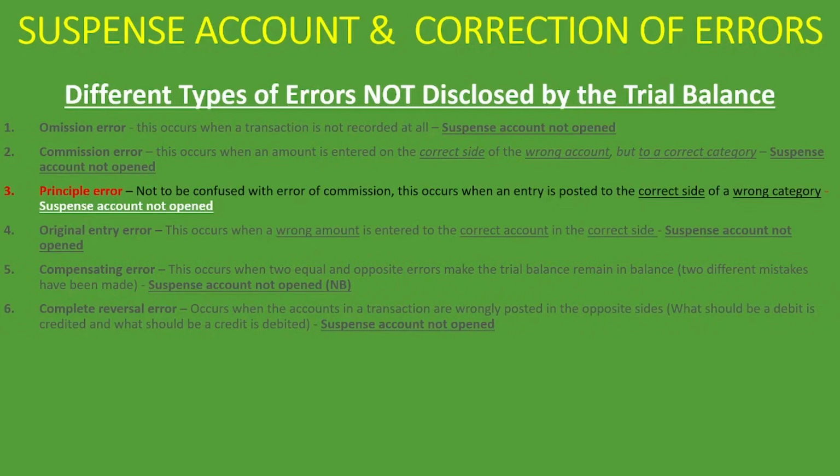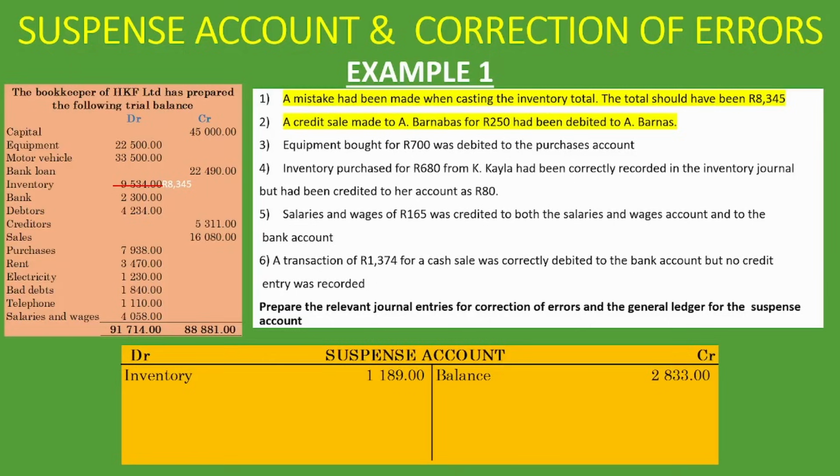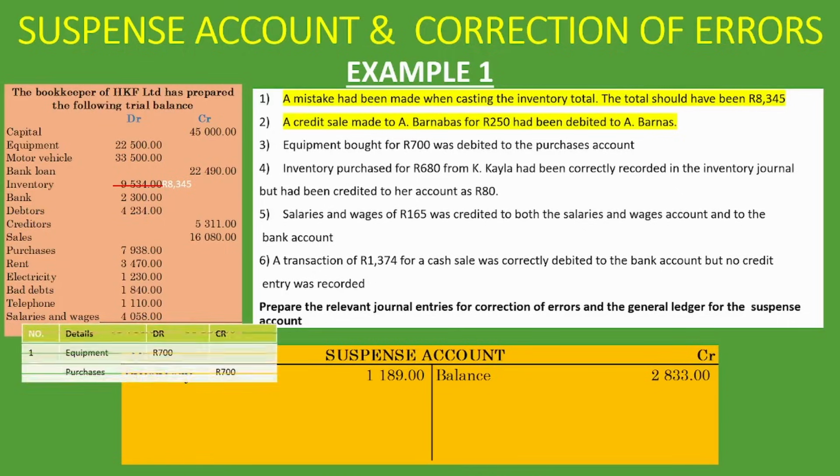And in this case, the suspense account is also not opened. So don't confuse this again with the error of commission as we had initially mentioned. So what are we going to do here? Well, we're going to debit our equipment account because that is what we should have initially done, but we debited the purchases account. Purchases is an expense account which sits on the debit side, so now we need to reduce our expense account by 700 Rand. So the journal entry we're going to pass here is debit to equipment 700 Rand and credit to purchases 700 Rand. Now we are reducing our purchases by 700 Rand, but we are increasing our equipment by 700 Rand as we should have done initially when we recorded the transaction.